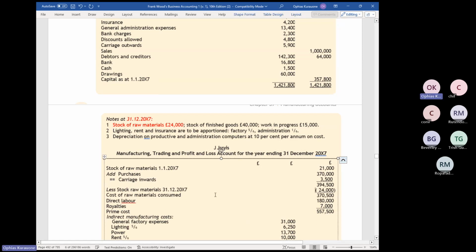Cost of raw materials consumed here. Then I get this figure. Are we together on this section? The opening stock of raw material is given on the trial balance. Purchases are given on the trial balance. Carriage inwards is given on the trial balance. Less raw materials closing stock at 31/12. The closing stock is given in the notes, so you read it from the notes. Then the cost of raw materials, this one.